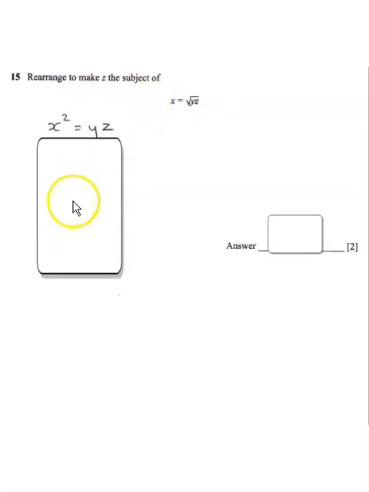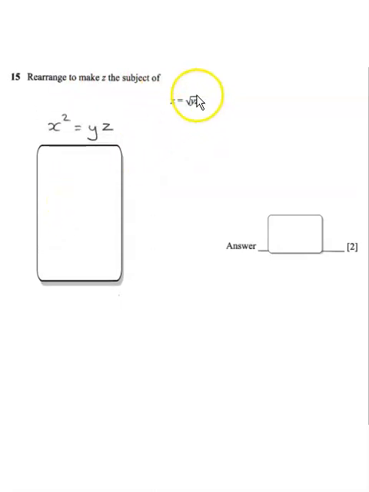So for question 15, it is changing the subject. Rearrange to make z the subject of x equals the square root of y times z. So the first thing we have to do is to get rid of this square root. We square both sides and that would become x squared equals y times z.